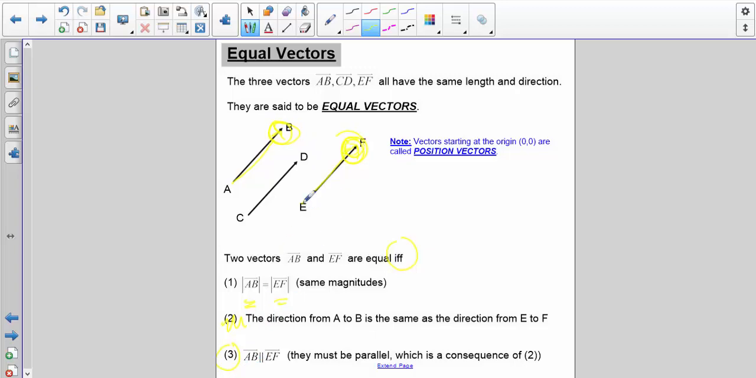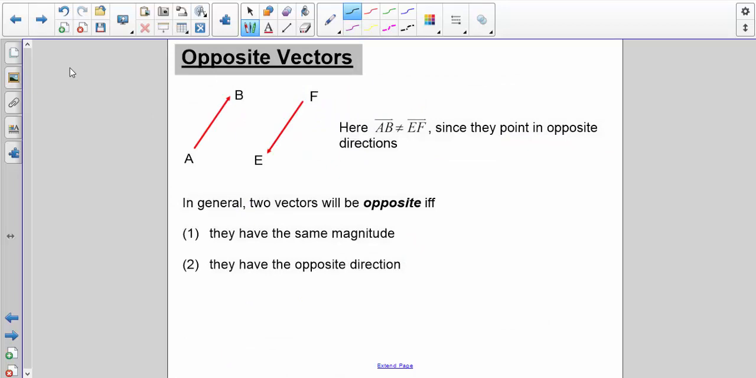Okay, right? So if AB is pointing in this direction and if EF were pointing in this direction, they would not be equal vectors. In fact, they would be opposite vectors, right? So I have an example here of opposite vectors. Those two vectors basically are not equal because they point in perfectly opposite directions. So two vectors are going to be opposite if they have the exact same magnitude and the exact opposite direction.